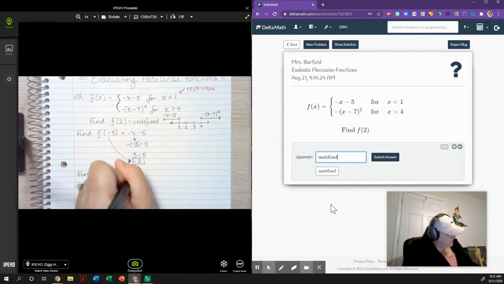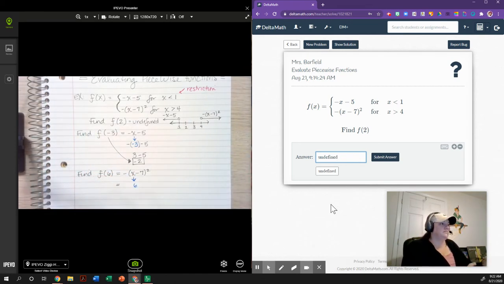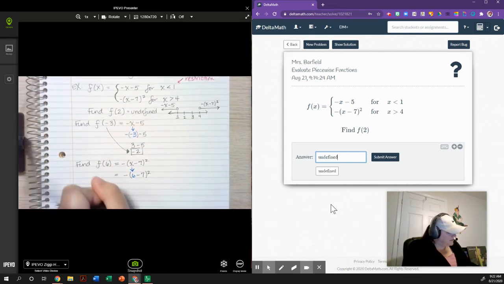So negative x minus 7 squared. So I'm going to take my x and I'm going to replace it with 6. And I'm going to bring down the rest of the equation. So negative parentheses 6 minus 7 squared. So in the parentheses, 6 minus 7 is negative 1 squared.